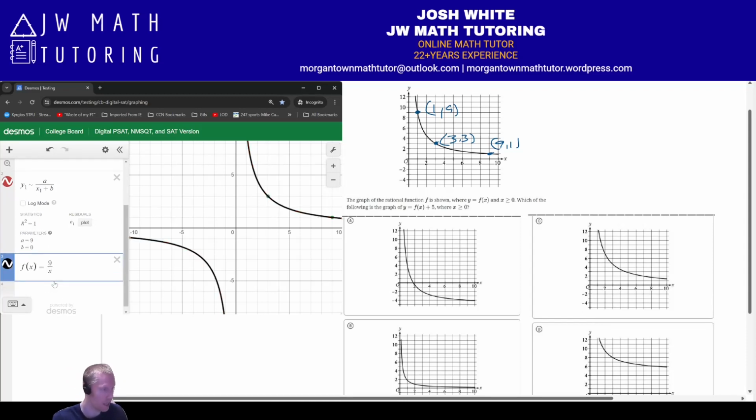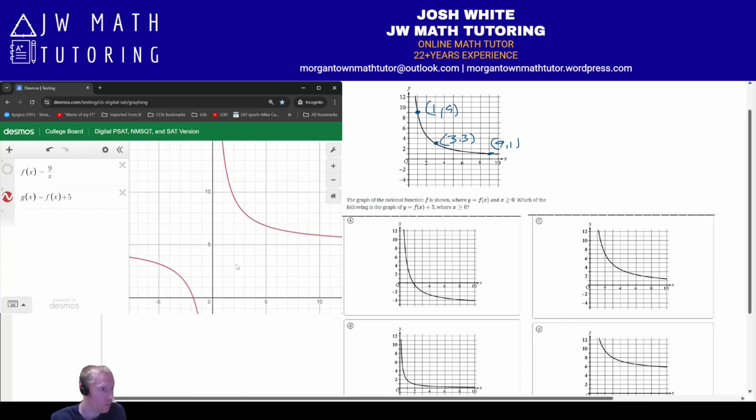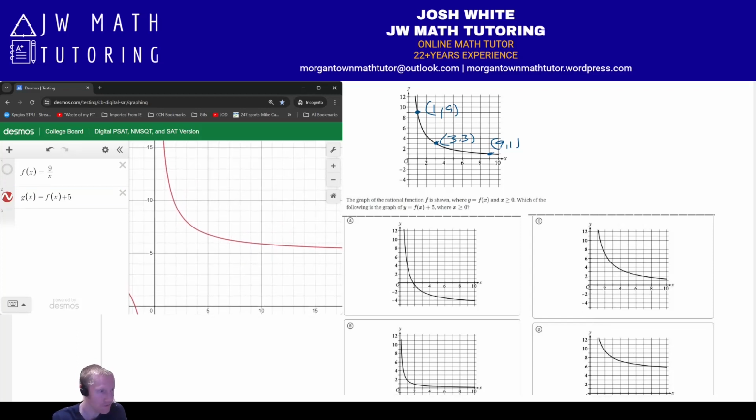But I'm going to define it, set it equal to f of x instead of y, and the whole reason is because now I can easily do a translation. So here's the original function now. The new function, the answer choices, is this function just with a plus 5. All right, so I'll turn off the original. Now, when I'm looking at just this part on my screen here, which of these answer choices match?